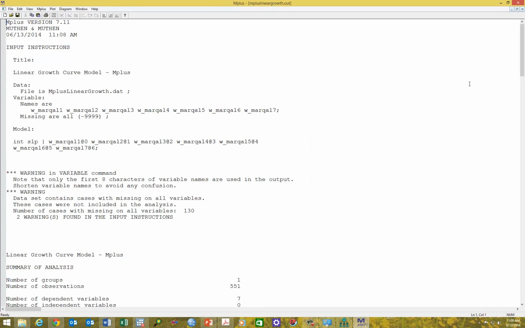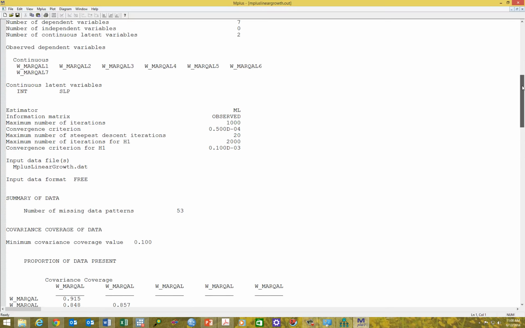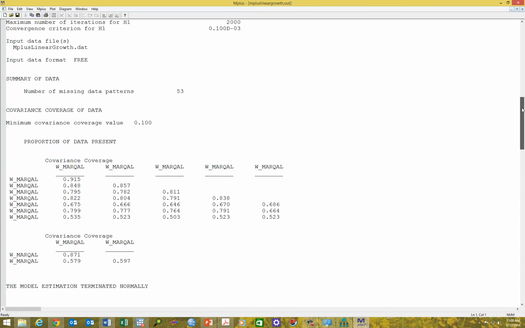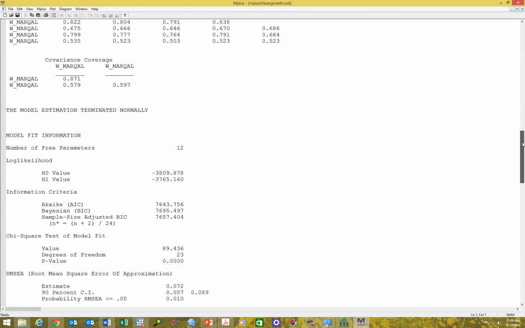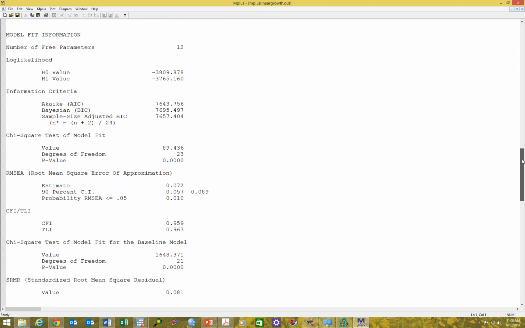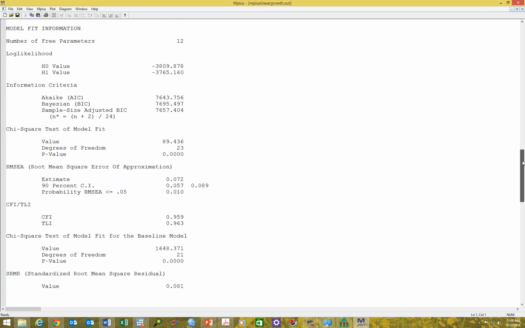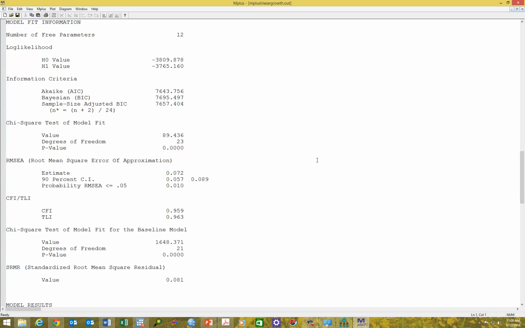Save the changes. We have our warnings here, and none of them are surprising at all: 8 characters, and that some of the cases have no data at all, and so those are thrown out. Whereas if they had any data at all, they would be included in our model based on the full information maximum likelihood that MPlus uses.